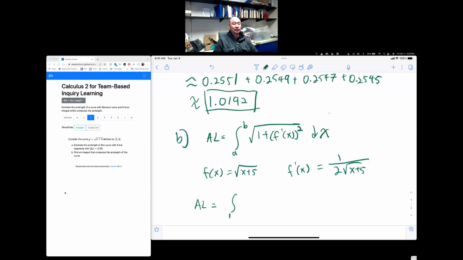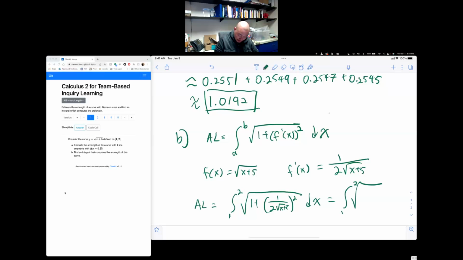Our starting value is 1, our end value is 2, of the square root of 1 plus quantity 1 over 2 root x plus 5 squared, with respect to x, which, should we choose to, we could rewrite as the square root of 1 plus 1 over 4 times x plus 5, dx. All right. Thank you very much.